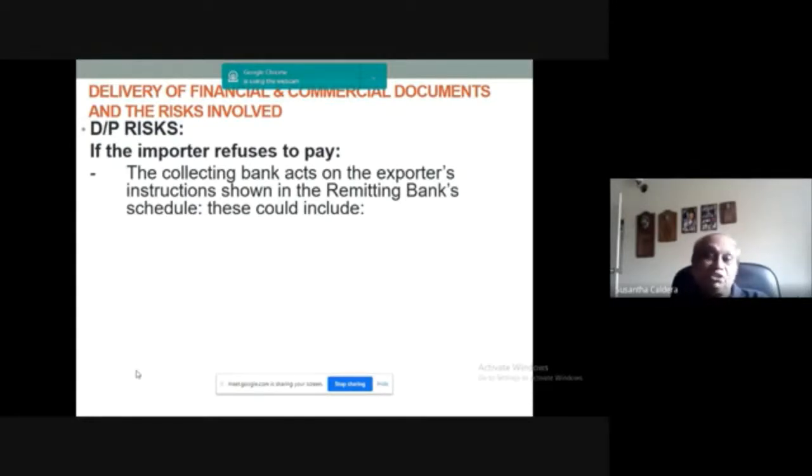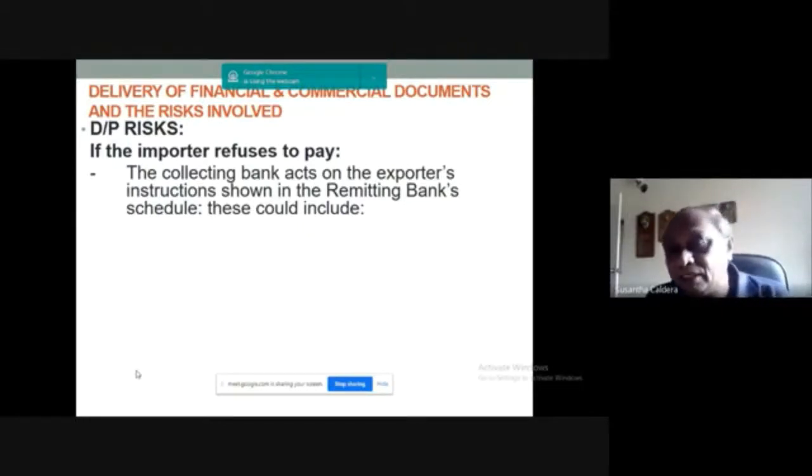Suppose the importer refuses to pay. The importer says, no, I'm not going to pay, and the collecting bank is holding the documents. In a scenario like that, what are we going to do? The collecting bank acts on the exporter's instructions shown in the remitting bank schedule. It's very important: always in the collection cycle, the exporter is the principal. So we all act according to the instructions given to us by the principal.